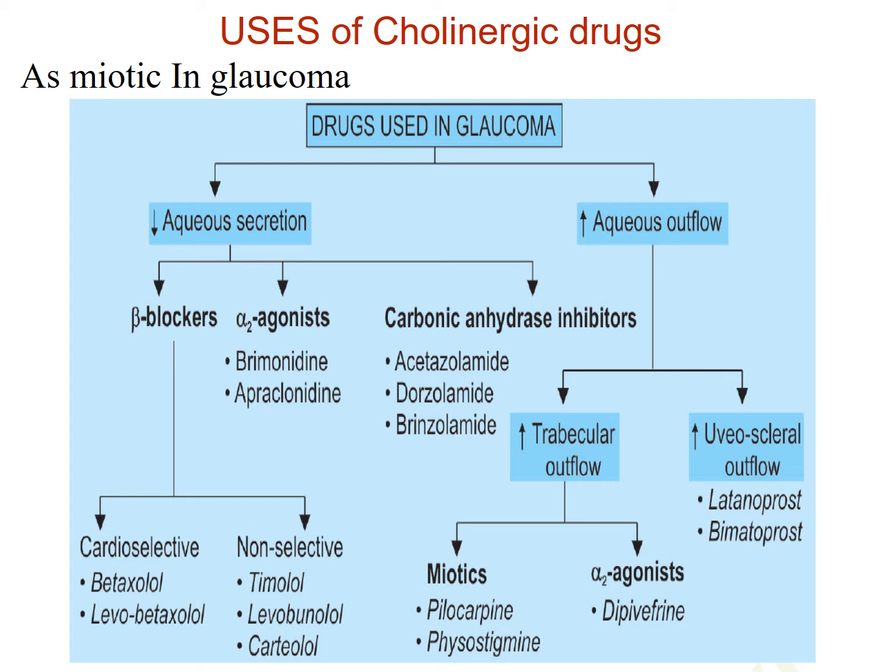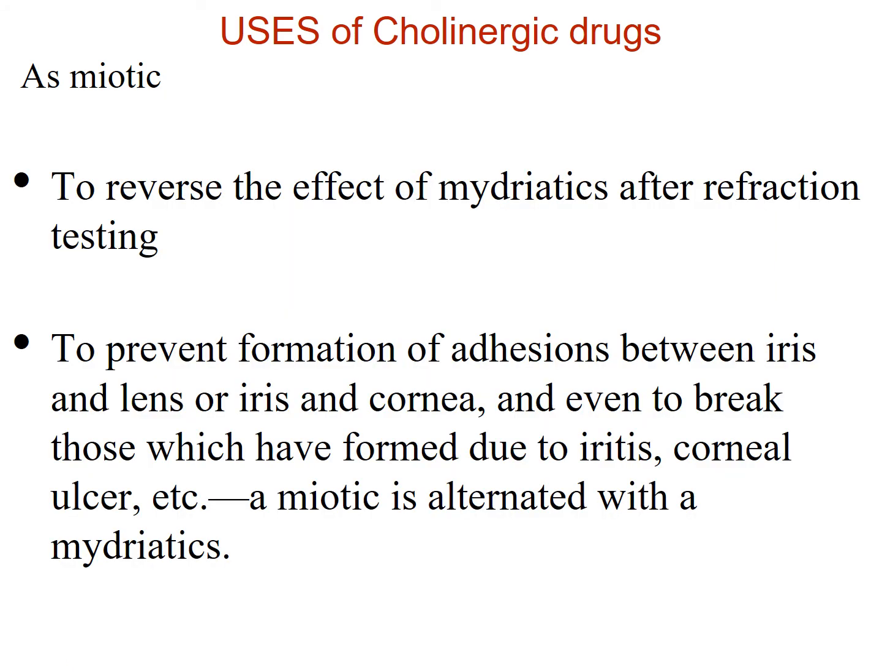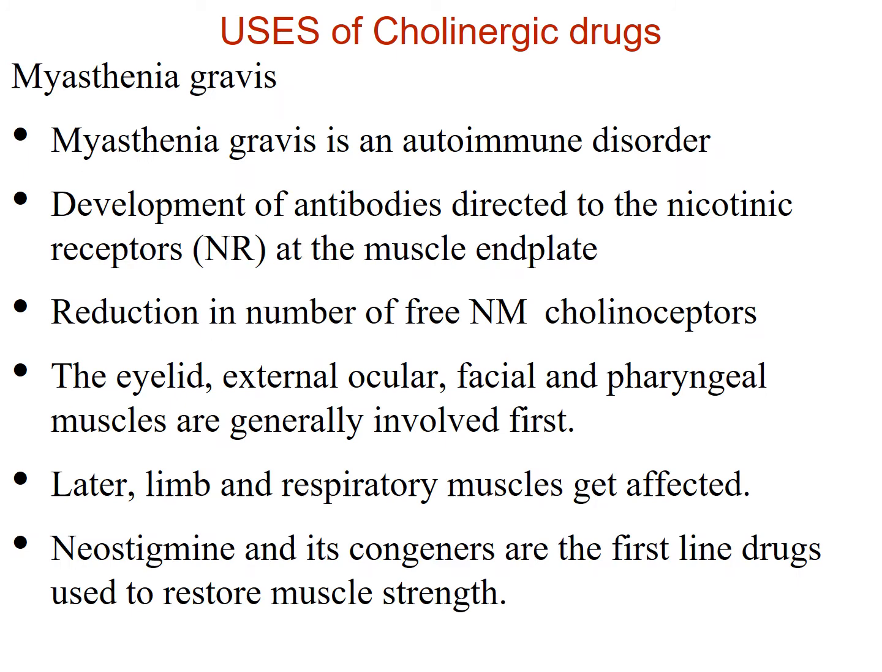So the drugs which increase the aqueous outflow are those which increase the trabecular outflow or some which increase the uveoscleral outflow. The miotics are the ones which increase the trabecular outflow, and we have pilocarpine and physostigmine which are used in cases of glaucoma. As a miotic, it reverses the mydriatics after refraction testing, as we have seen already, and also helps break the adhesions between the iris and lens and iris and cornea. So these are given alternately with the mydriatics.